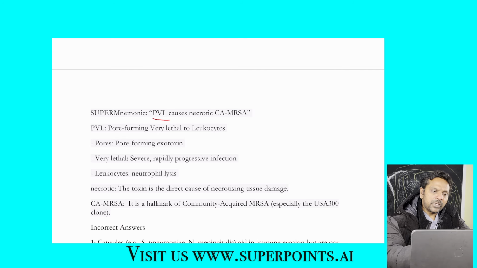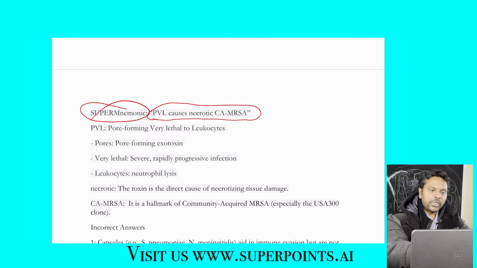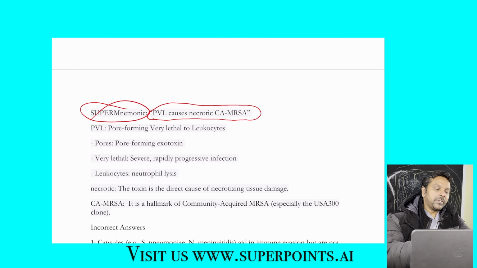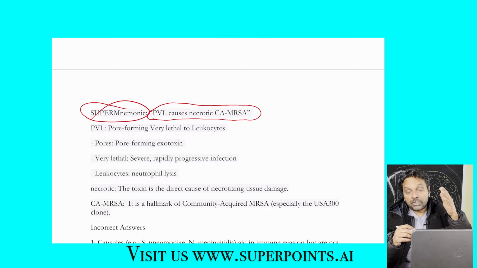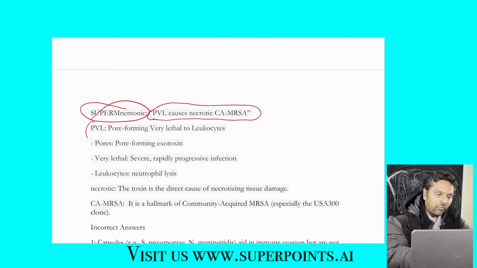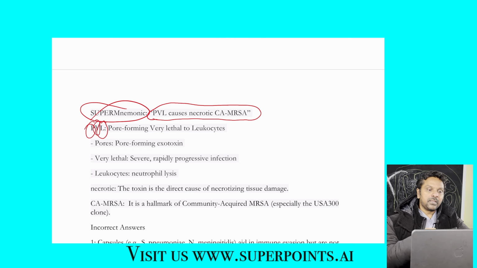PVL causes necrotic community acquired MRSA. That is the super mnemonic here. PVL causes necrotic community acquired MRSA. And you can also think about the pathogenesis by going like this: P for pore forming and V for very lethal to leukocytes.